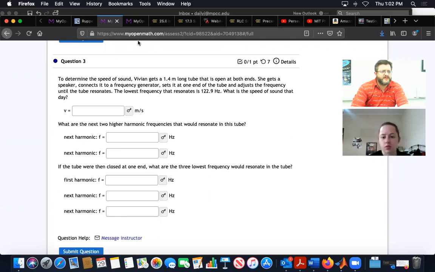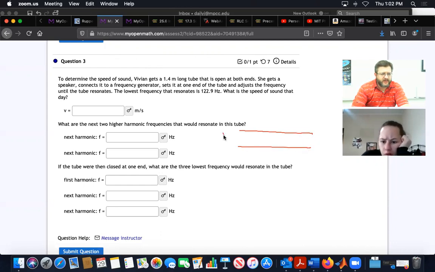What's going on here is they've got this tube, and it's open on both ends. They put the speaker over on this end, they put some frequency in here. And as you turn the frequency up from very, very low, slowly, you'll eventually hear it get louder all of a sudden. You'll just hear it go, right? And as it does this, that means that you're resonating.